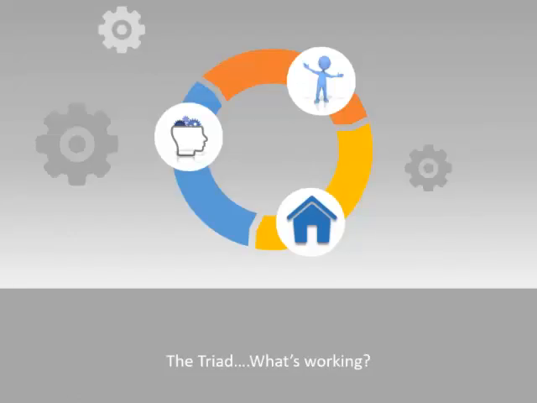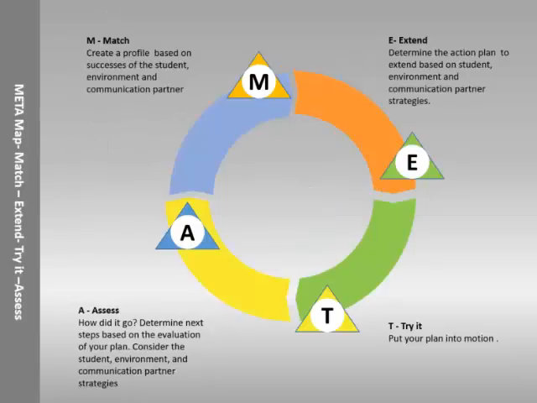And you and your team have already spent a lot of time talking about what's working. So we're going to start with the triad, and we're going to build on strengths. And you've already done this. You and your team have considered the communicative environment, the role of the communication partner, and really next steps for your student. If you remember at the face-to-face, we presented the meta map.